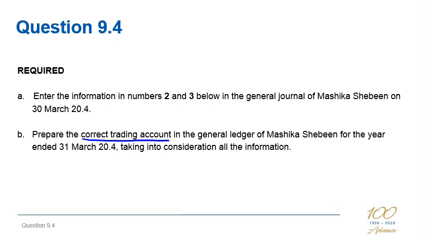So we're clearly busy with the closing process, and we have to do a general journal and a correct trading account. Once you read the required part, I want you to draw up a framework for your answer. So you would need a general journal for numbers 2 and 3, and then a quick drawing of a general ledger account, and we're going to provide some headings so that we just know what we are looking for, and we can earn the marks as we read through the given information.